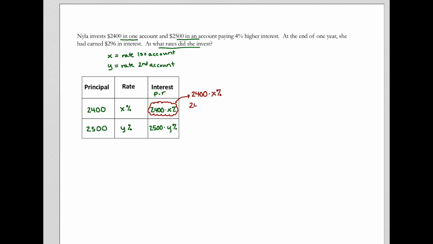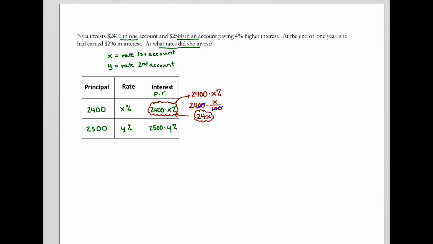In other words, X% simply means X per 100. 6% is 6 divided by 100. 20% is 20 divided by 100. So X% is actually X divided by 100. And that means 2,400 times X divided by 100. Well, I can do a little quick calculation here and do a cancellation. 100 goes into 2,400, leaving me with 24X. In other words, 24X can replace this interest rate right here. I'll just bubble it in.